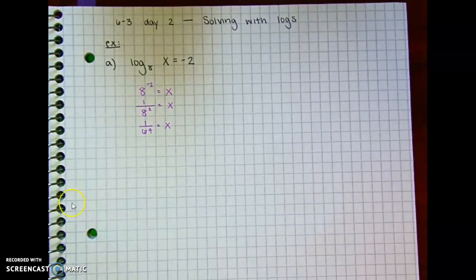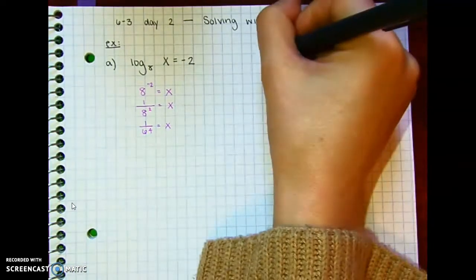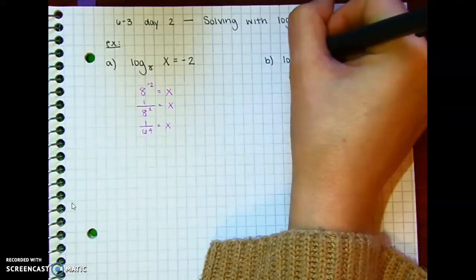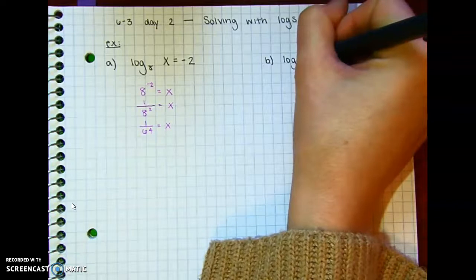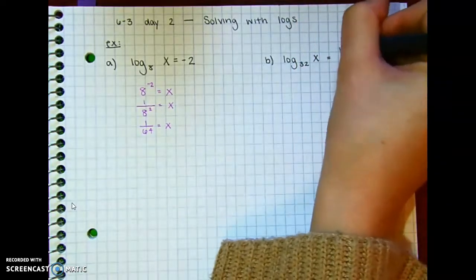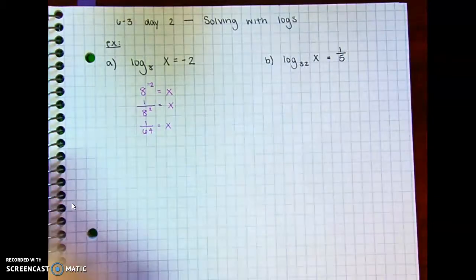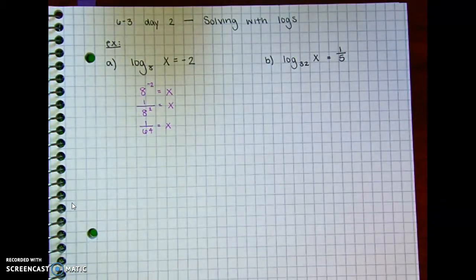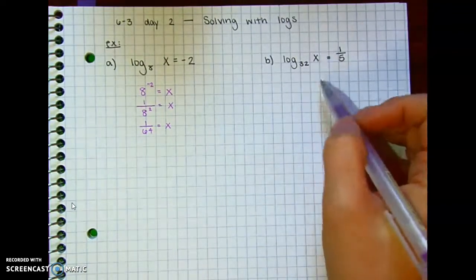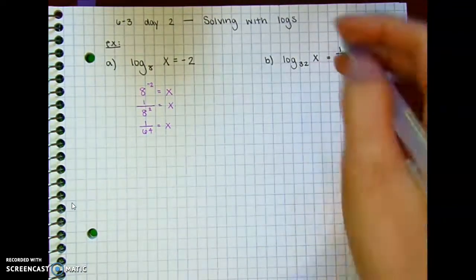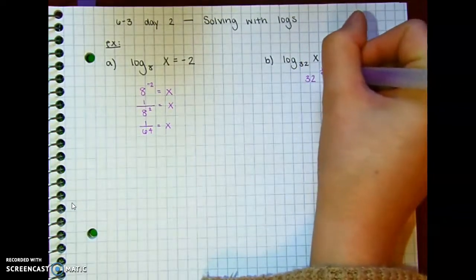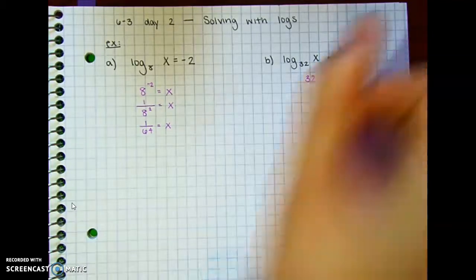Alright, so doing another example. Basically in these examples, what you need to know is how to rewrite a logarithm. You need to know the definition. And then you also need to know your properties of exponents. So if I have log base 32 of x equals 1/5, I'm going to rewrite this as an exponential. 32 to the power of 1/5 equals x.